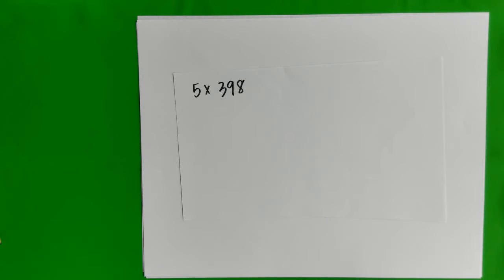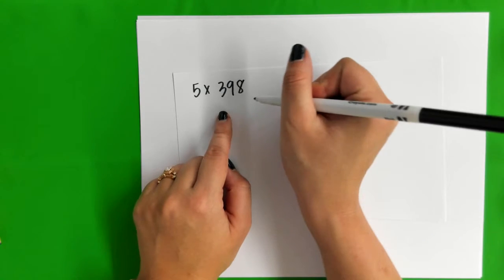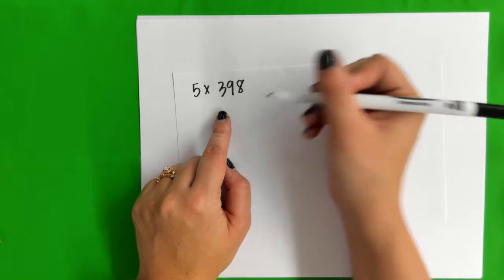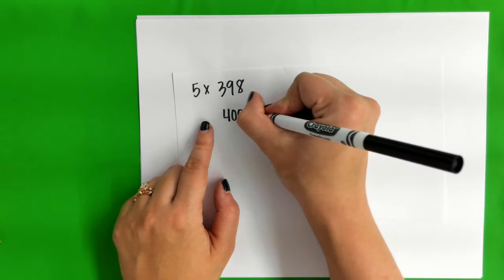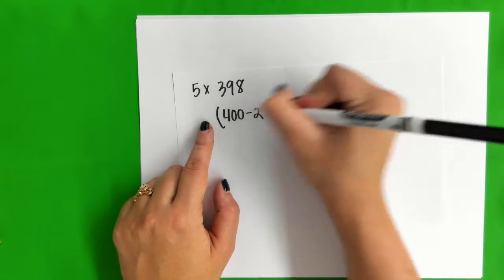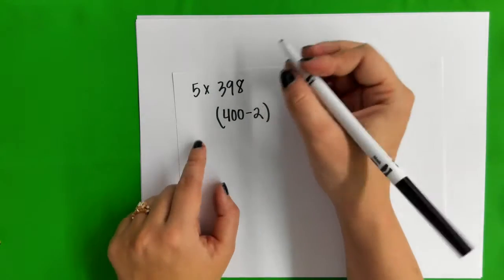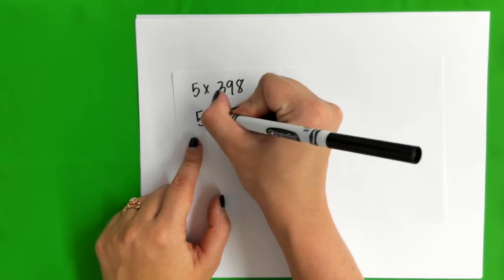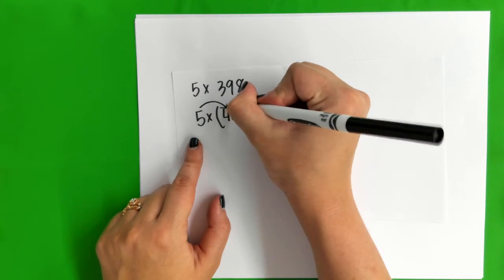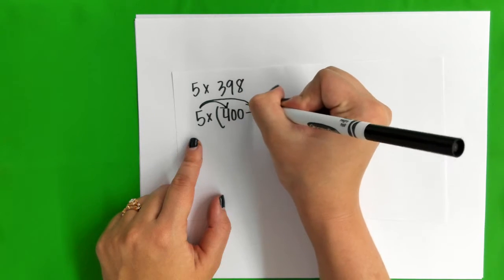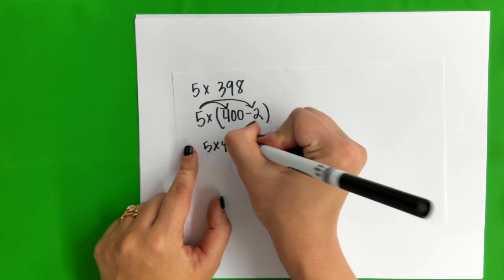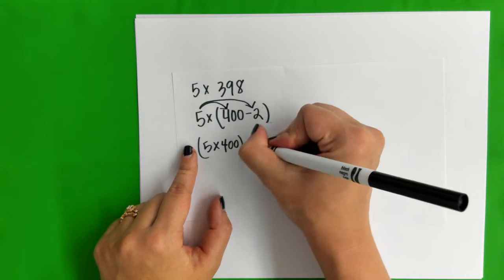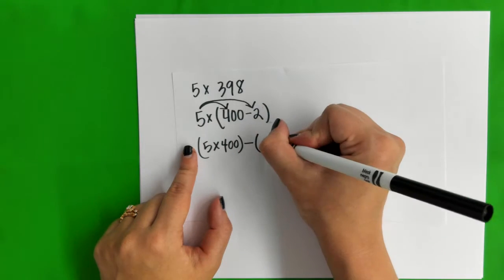We might see some other numbers that are not nearly as easy to multiply. So, for example, we have 398. Well, we can think of 398 like 400. 398 would round up to 400 minus 2. 400 minus 2 would give us 398. We're going to multiply this times 5, so we're going to distribute this out. And we're going to look at it like 5 times 400 minus 5 times 2.